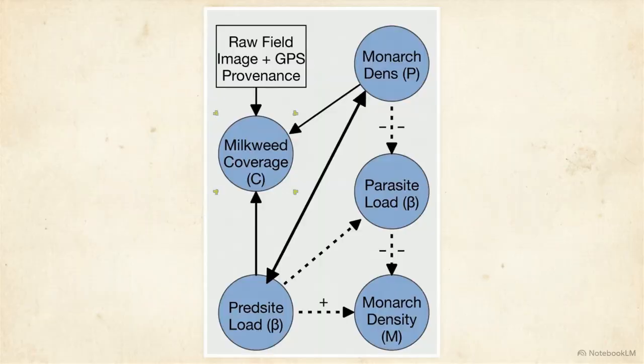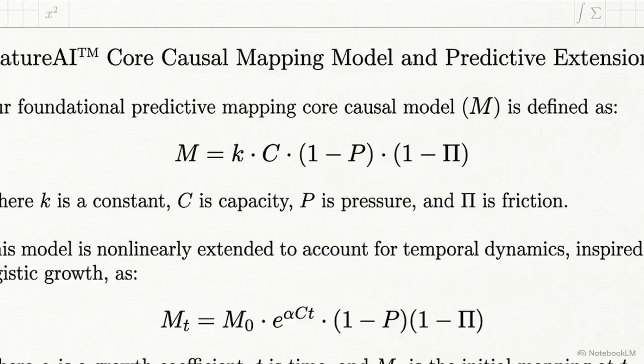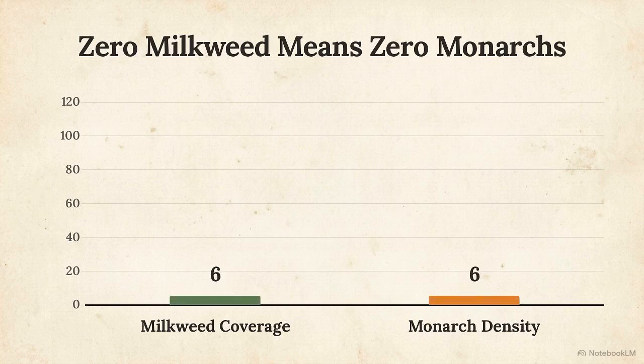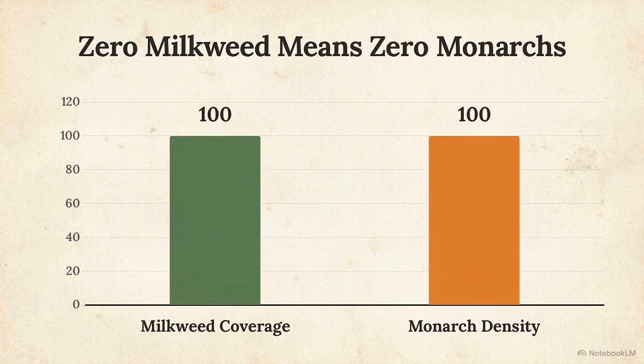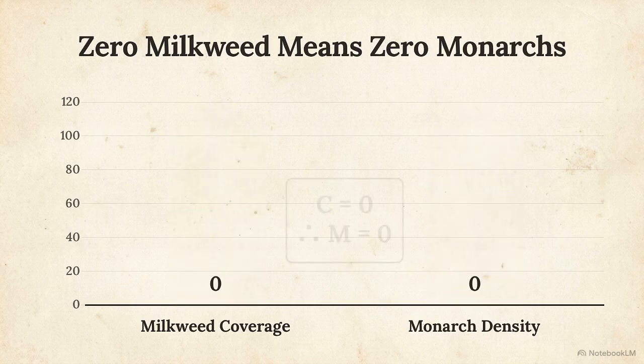This chart maps the causal directed acyclic graph that drives the logic and dependencies of the entire system. This displays the baseline causal equation. M represents final monarch density, while K is a scaling constant from historical data. C measures milkweed coverage from image segmentation. We then apply negative multiplicative effects, P for predator load and pi for parasite load. Explicitly programming these biological limitations prevents the model from hallucinating an impossible ecological outcome. If the milkweed coverage is 0, the equation guarantees the monarch density is 0, regardless of the pixel patterns.